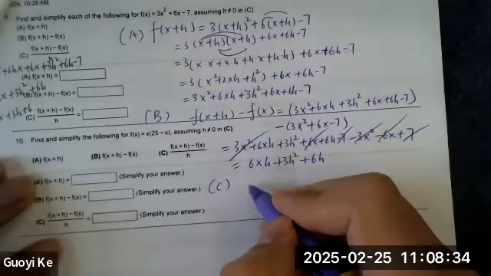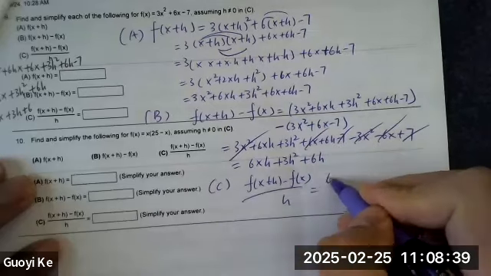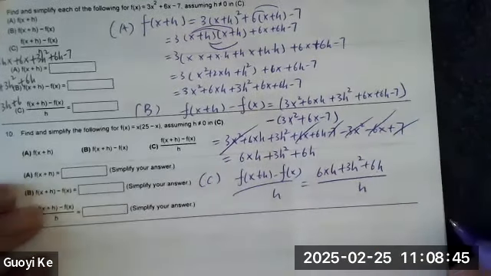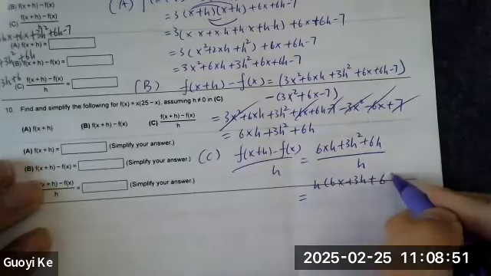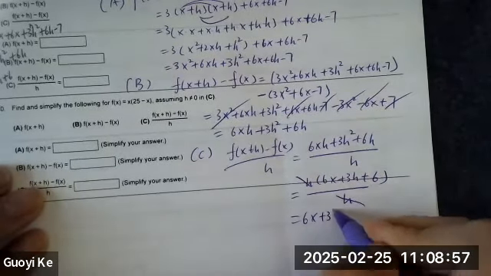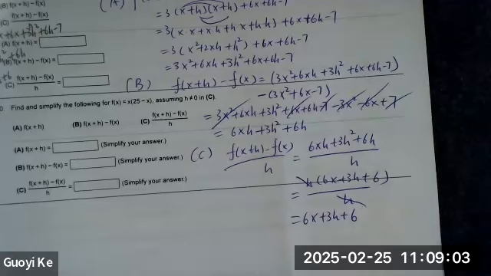C. So the idea is very simple. Divide by h. So we can factor the h, right? And then cancel out. That's it. So that's the answer for question C. Just factor the h, cancel out the h.